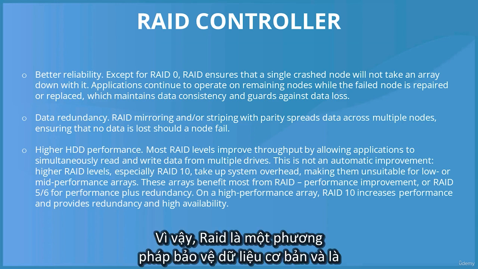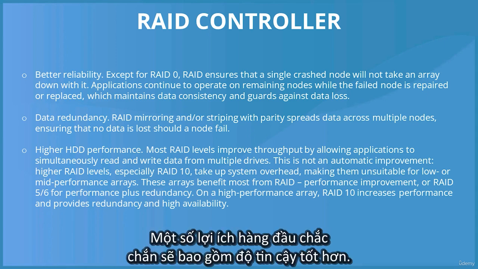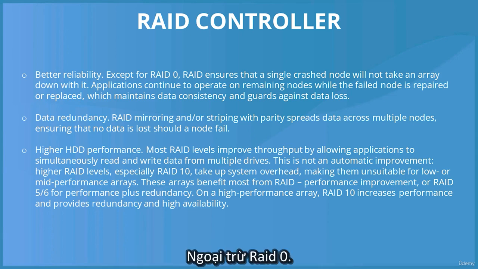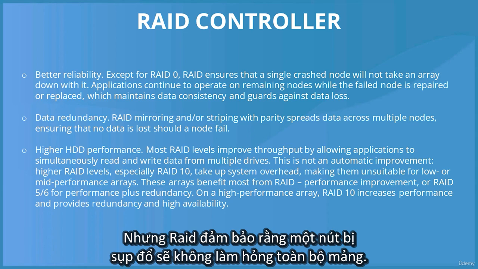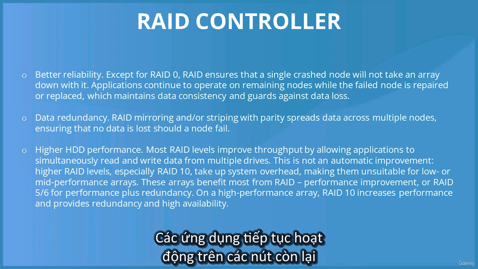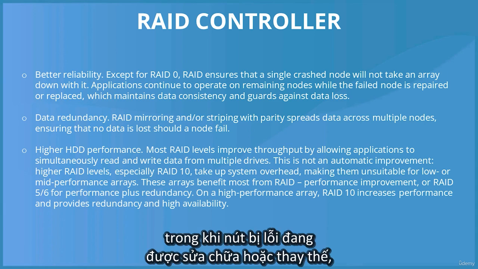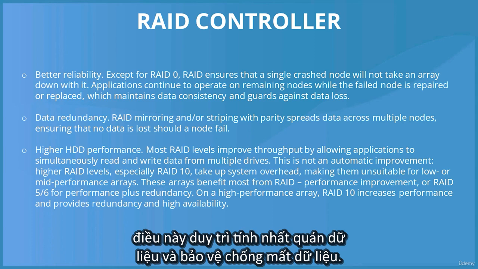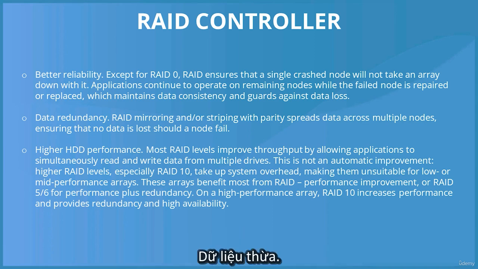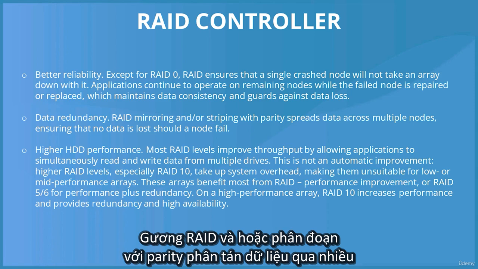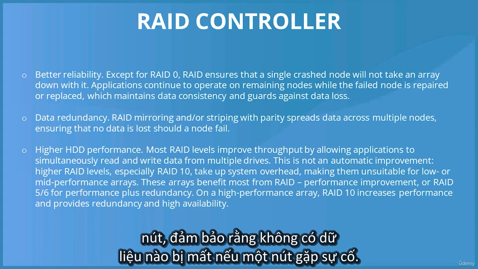So RAID is a fundamental data protection driver for HDD and SSD, as well as a performance driver for HDD. Some of the top benefits would certainly include better reliability, except for RAID 0, but RAID ensures that a single crashed node will not take an array down with it. Applications continue to operate on remaining nodes while the failed node is repaired or replaced, which maintains data consistency and guards against data loss. Data redundancy: RAID mirroring and/or striping with parity spreads data across multiple nodes, ensuring that no data is lost should a node fail.